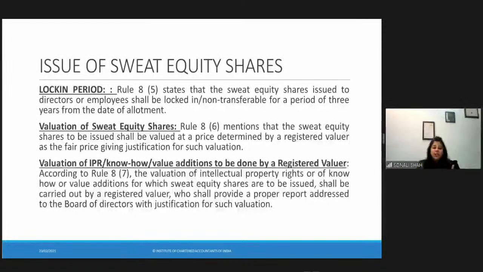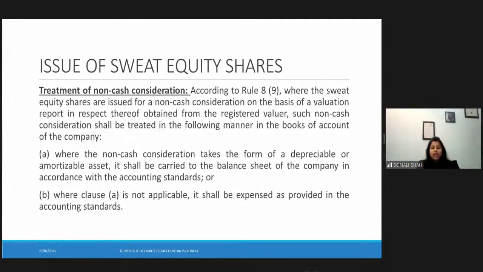Now, this sweat equity share is allotted in return of IP or in return of the contribution that you have made or value addition. So the value of that value addition has also to be determined. So that value is also determined by the registered valuer. So let's say as per registered valuer, my contribution or value addition is worth 10 lakh rupees. So accordingly, I'll be issued sweat equity shares.